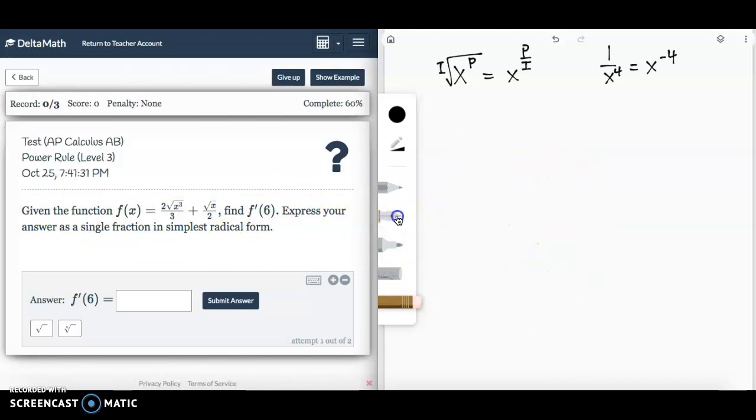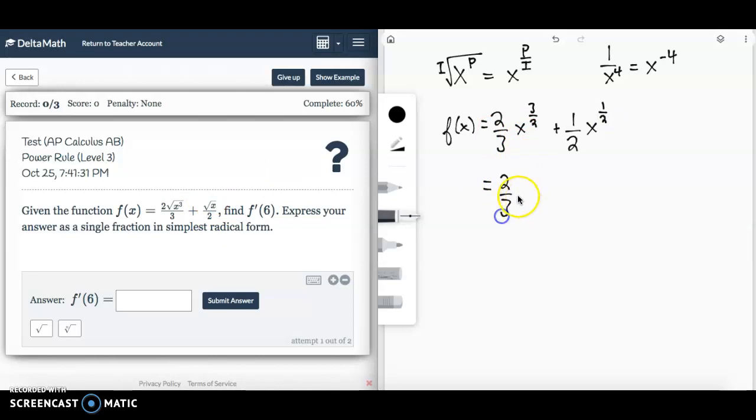All right, so let's rewrite our function first so it has some nice exponents with it. So f of x will equal 2/3, and then that would be rewritten as x to the 3/2, right? Power over the index, and the index would be 2 for a square root, plus 1/2 x to the square root of x is 1/2 like that. Power is 1, index is 2. So then let's take the derivative of each piece.